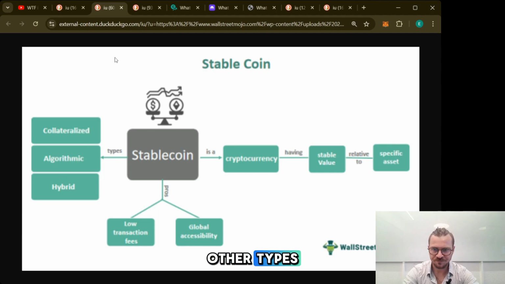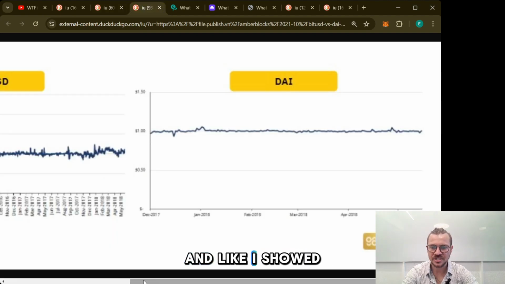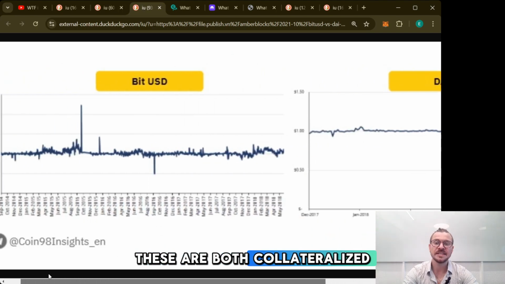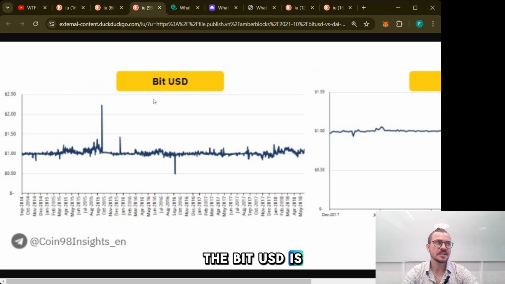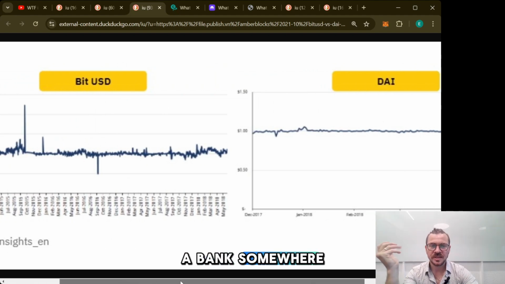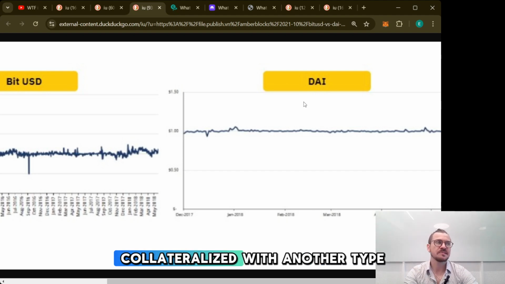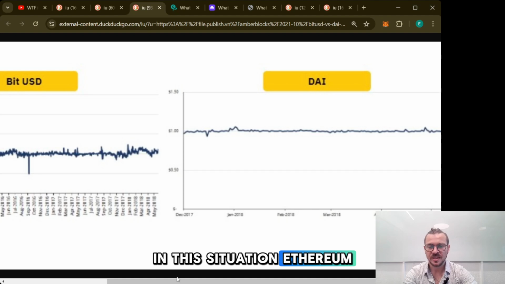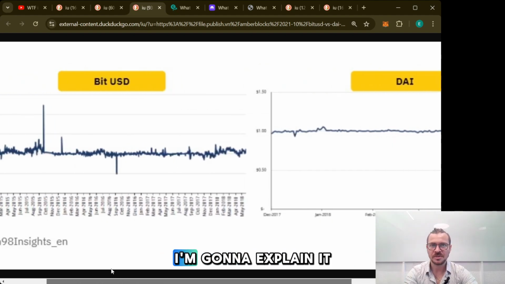But there's other types. And like I showed you before, these are an example of 2 different types. These are both collateralized. The BitUSD is collateralized with actual dollars. Someone has dollars in a bank somewhere. And the DAI is collateralized with another type of asset, in this situation, Ethereum. And if that's confusing, don't worry. I'm going to explain it right now.